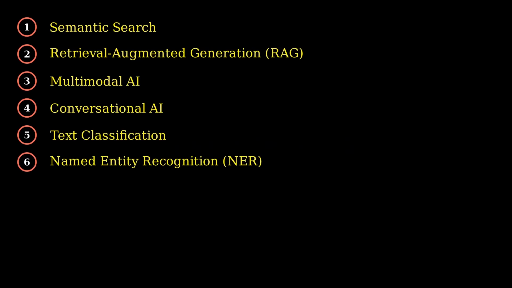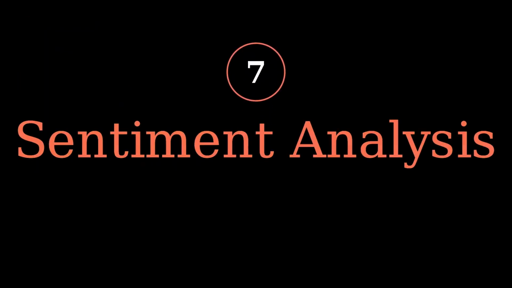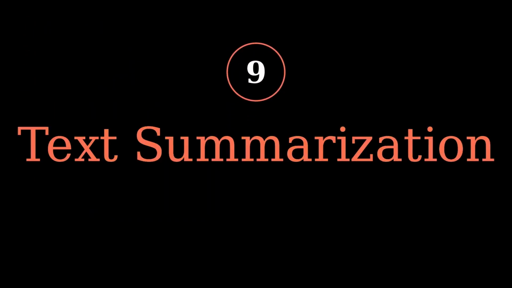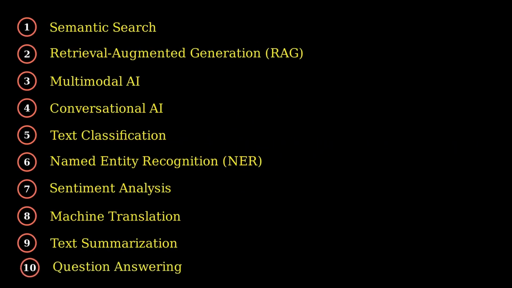Named entity recognition, NER, identifying people, places, and entities in text. Sentiment analysis, detecting emotions and opinions in language. Machine translation, translating text across languages. Text summarization, condensing long documents into key points. Question answering, extracting direct answers from text like a chatbot, and many more.